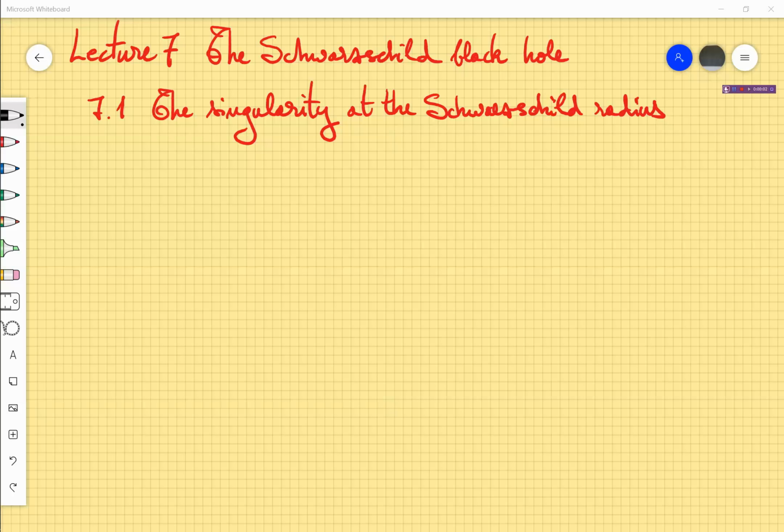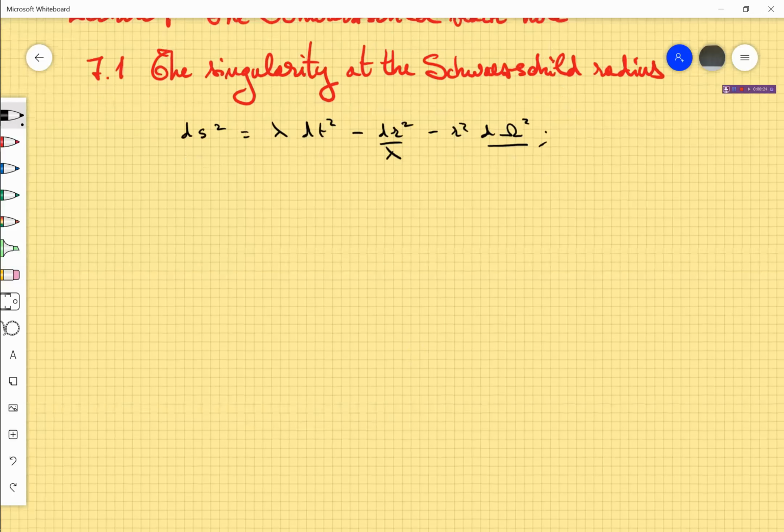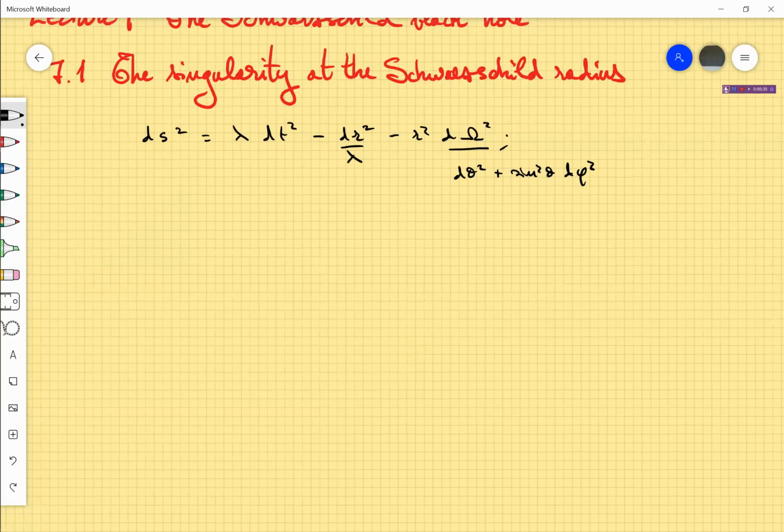When we found the Schwarzschild solution, we immediately noticed that the metric has two singularities. Let us start by rewriting the metric in the way in which we are going to use it in this lecture. We are not going to use the angular part a lot, but you know that it is given by d theta squared plus sine squared theta d phi squared. And the most important thing is that lambda, this function here, is given by 1 minus rs divided by r.